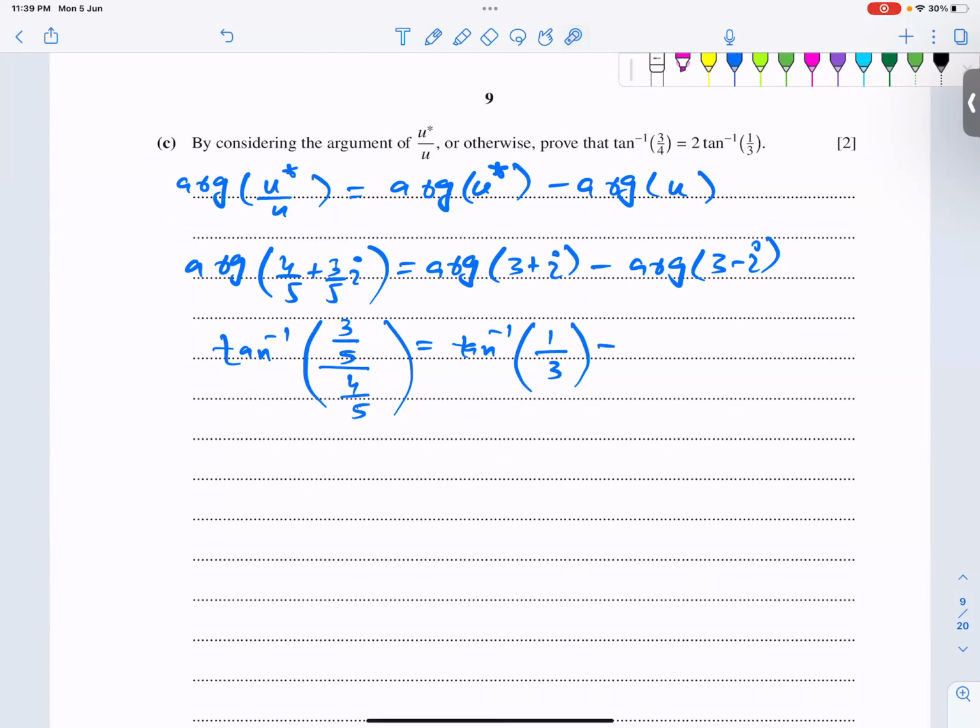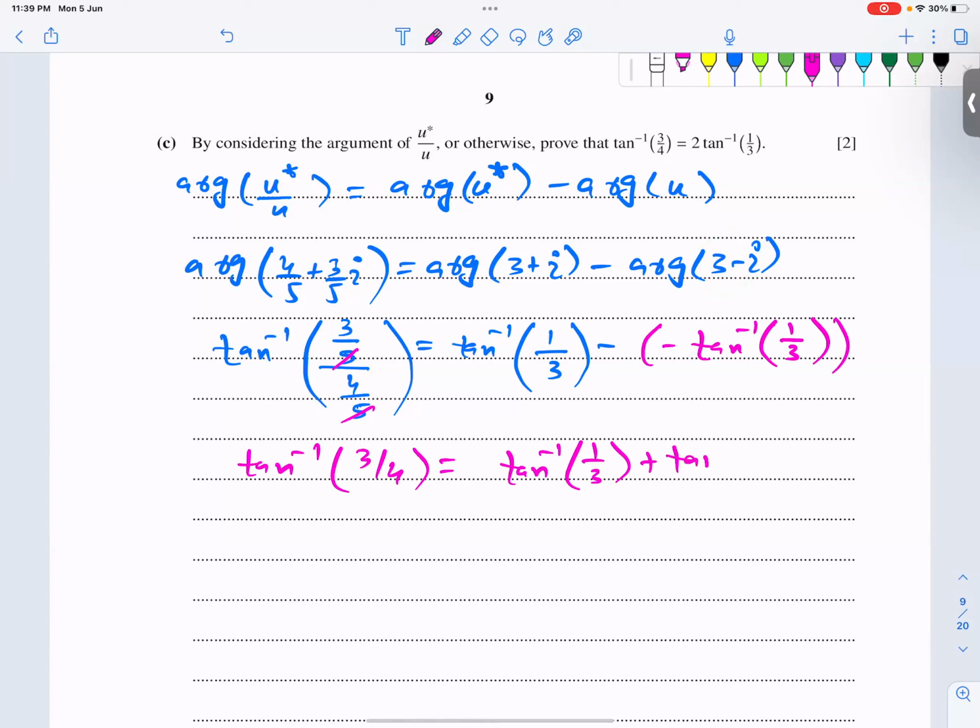But 3 minus i lies in the fourth quadrant. So the formula for the fourth quadrant is minus tangent inverse of y over x. You will ignore the signs. Now I can cancel this 5, so tangent inverse of 3 over 4 is equal to tangent inverse of 1 over 3 plus tangent inverse of 1 over 3. So the right side will be 2 times tangent inverse of 1 over 3, equal to tangent inverse of 3 over 4. So this was the required result.